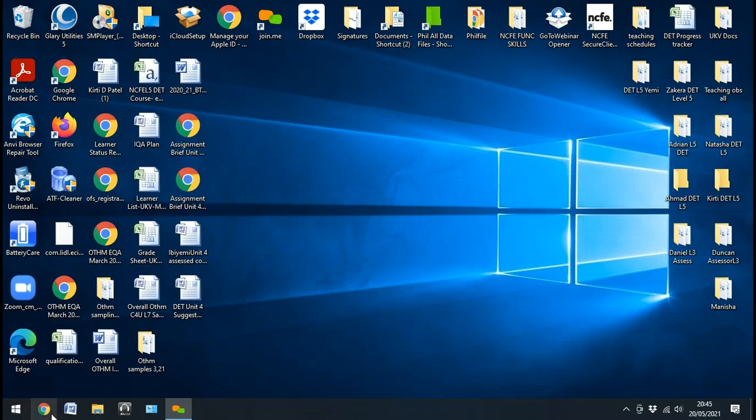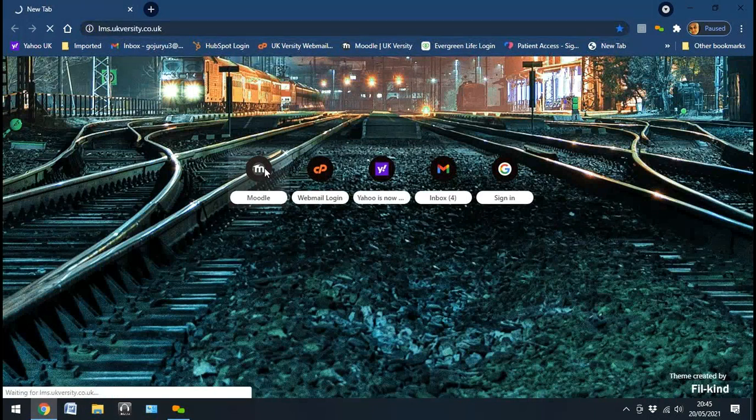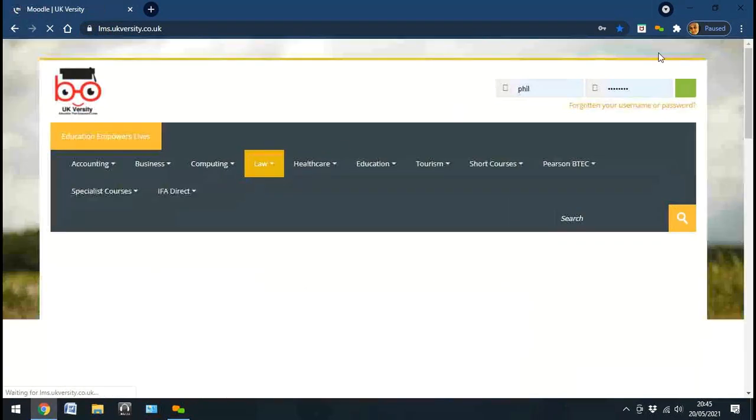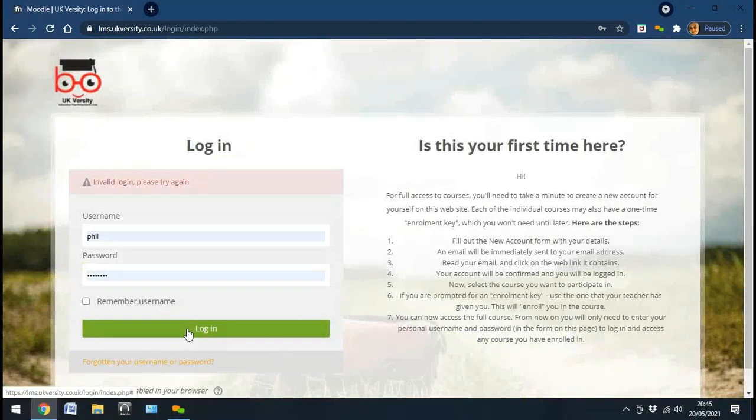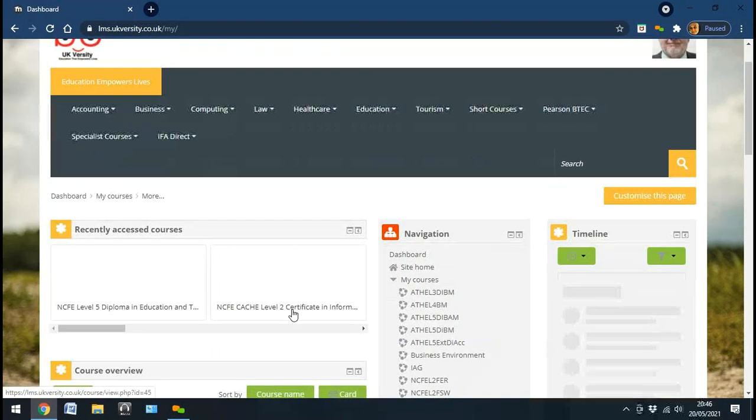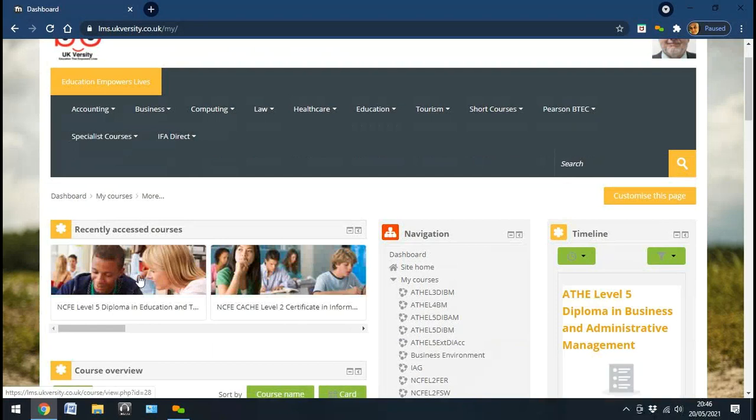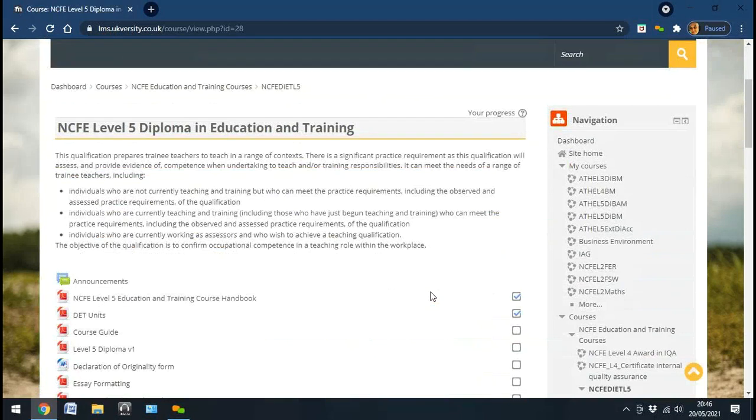To do that, I'll go into the Moodle now, and for those of you that haven't attacked Moodle yet, this is the procedure. So you go into the icon you've got for Moodle, you log on at the top. In my case, I do it twice because it rejects my first one for some reason. You go into the course, Level 5 Diploma in Education and Training, and that takes you down to the actual unit, the actual units themselves.